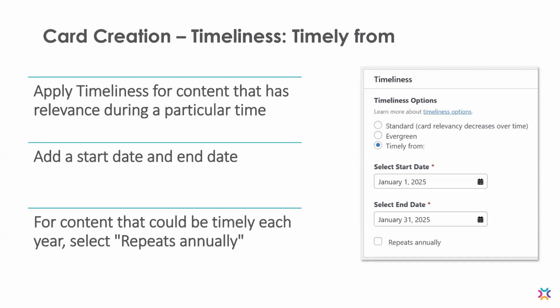What's cool about the timely from is there's a repeats annually option. So if you are building seasonal content, or even if it's not necessarily seasonal content, but like, every fall there are elections, or every spring people graduate. Content timeliness using the timely from option allows you to pick a date that the content is relevant. And if it repeats annually, you just check the checkbox. And then next year at the same time, it'll update.